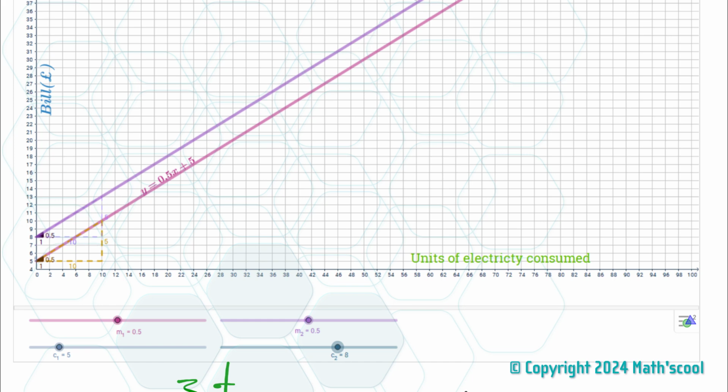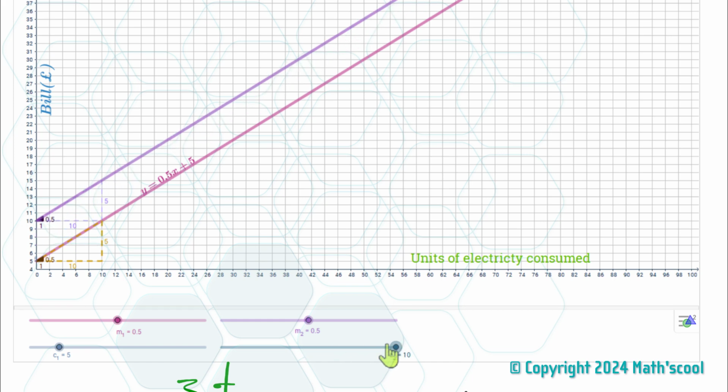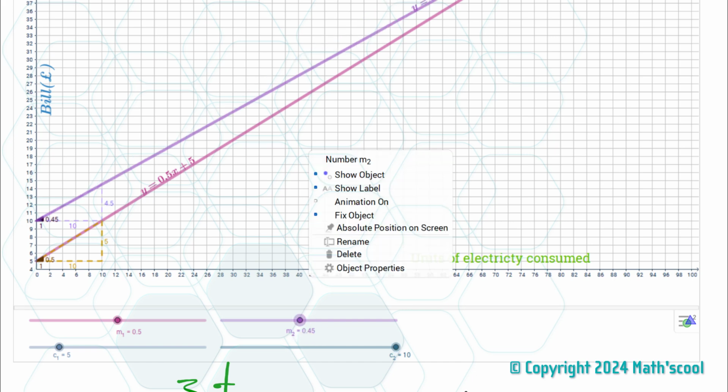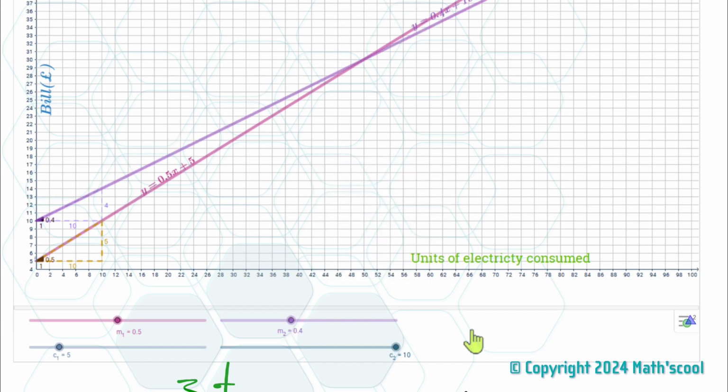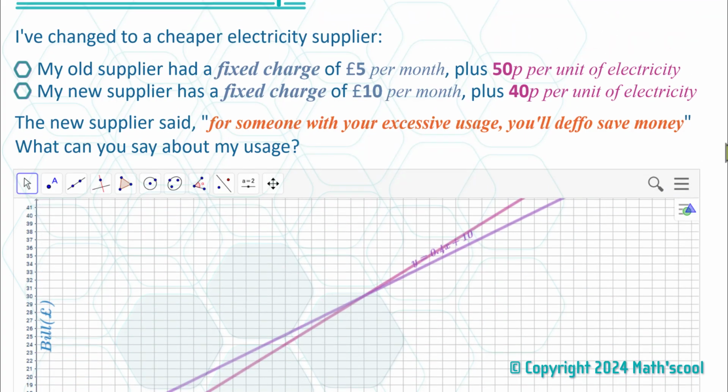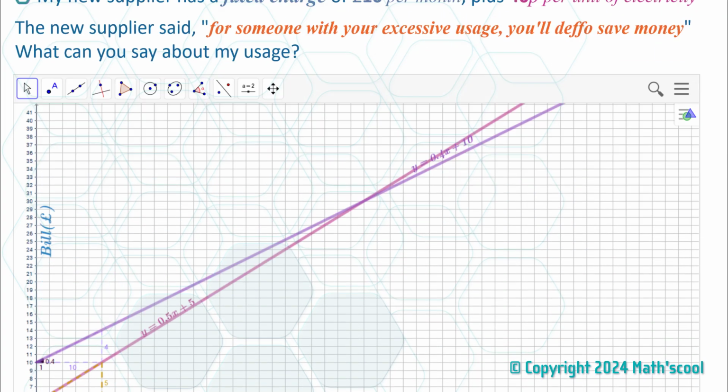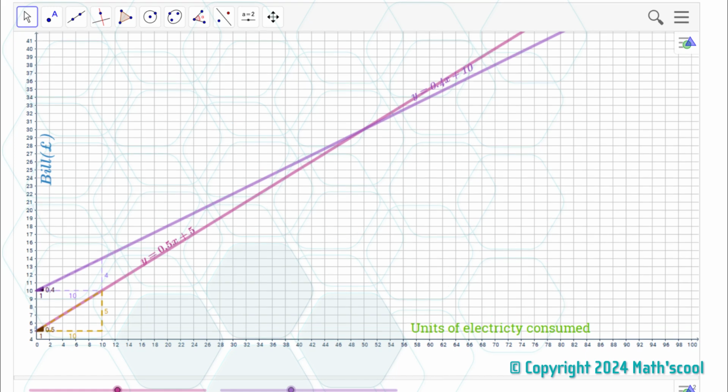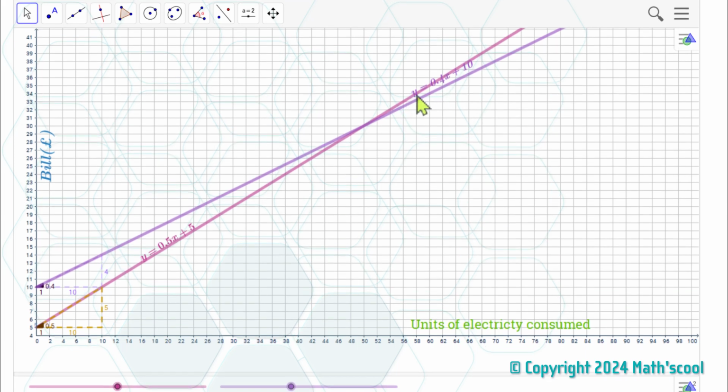Their standing cost is £10. Okay, which on its own would make them always more expensive. More expensive means a higher bill, and you can see this graph, the purple one, is always above the pink one. But actually, their charge is not 50p per unit. Their charge is, I think it was 40p per unit? Was it 40p per unit? Yes, it was. It was 40p per unit. So their equation is different.